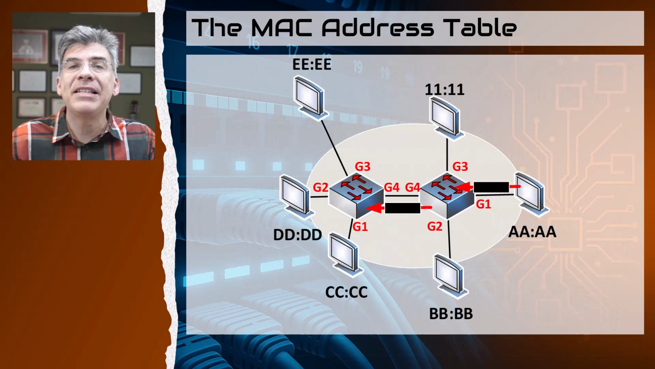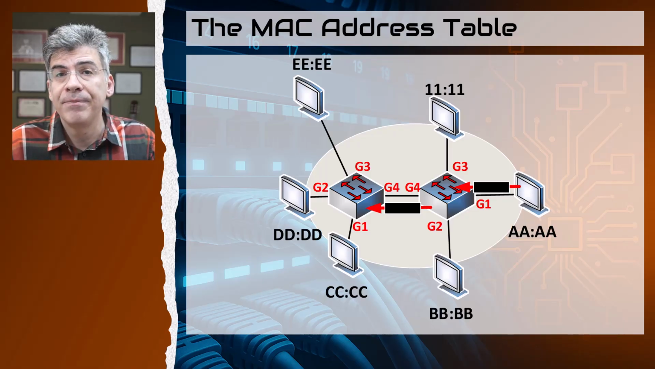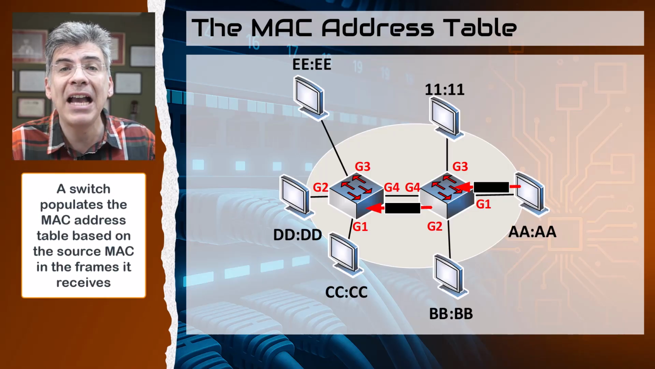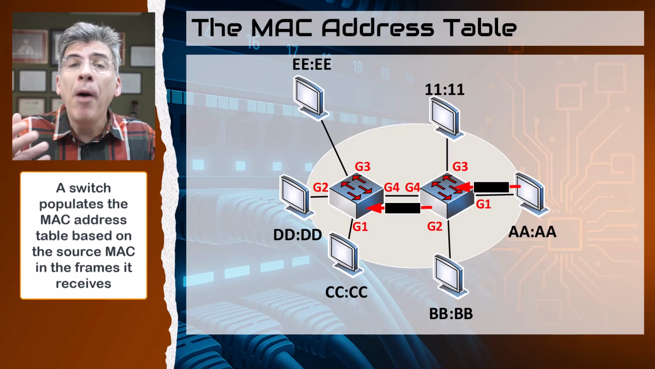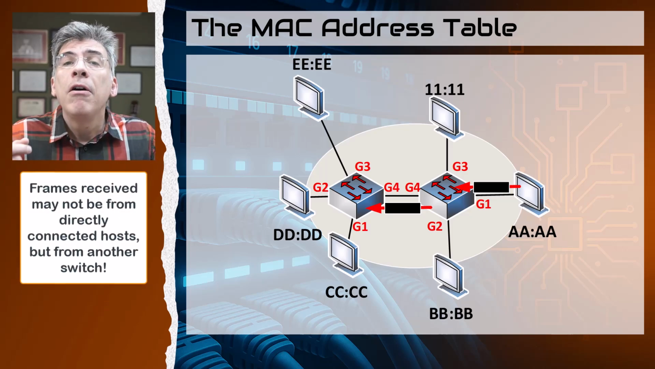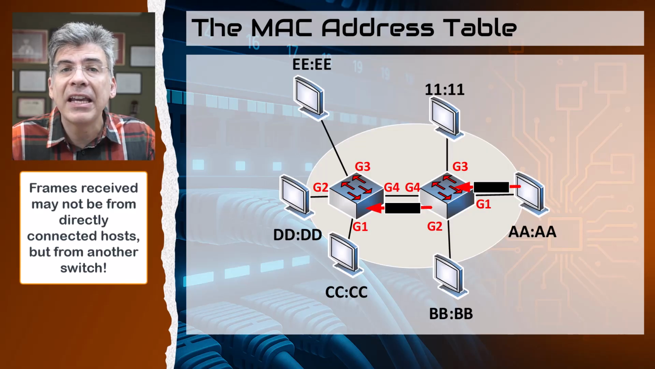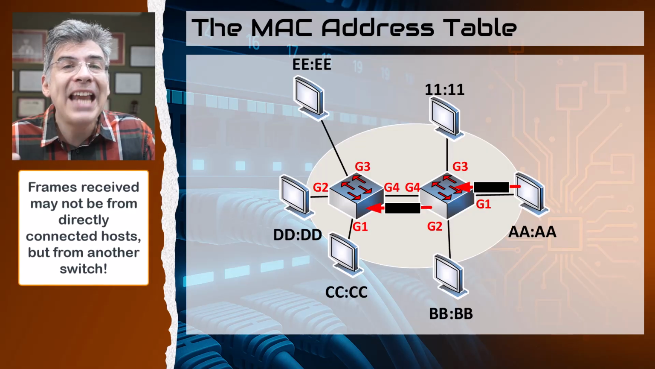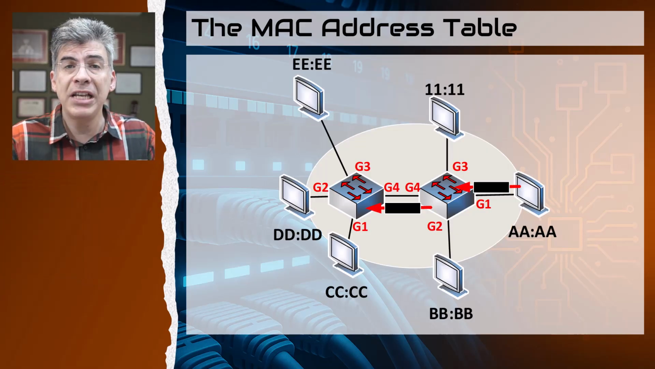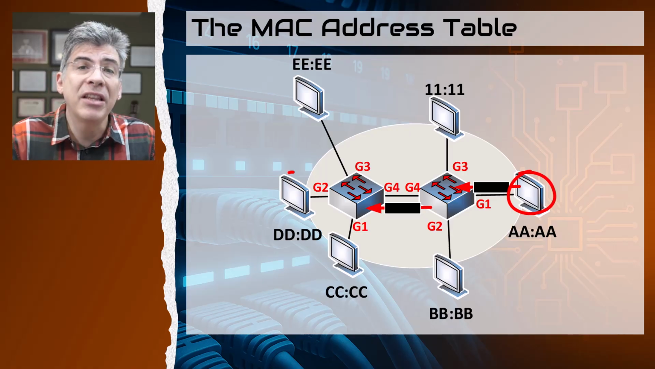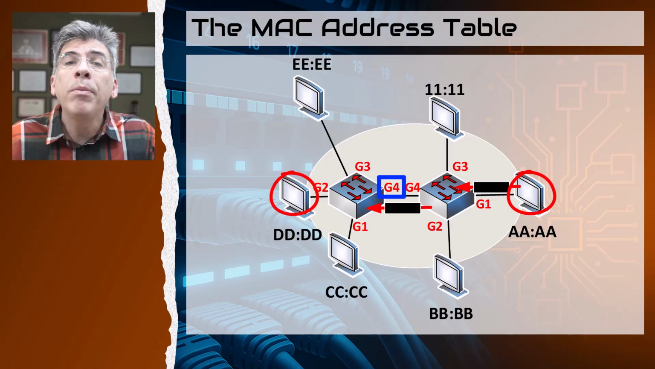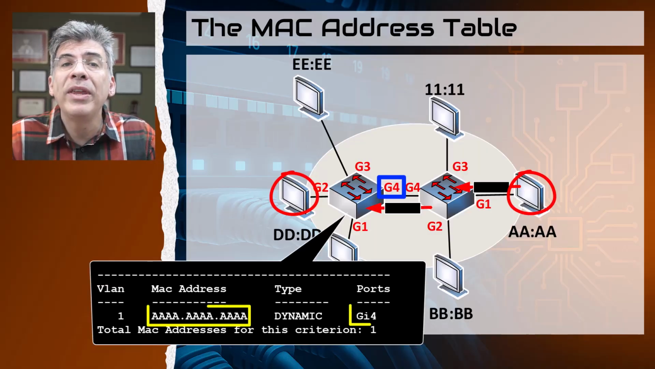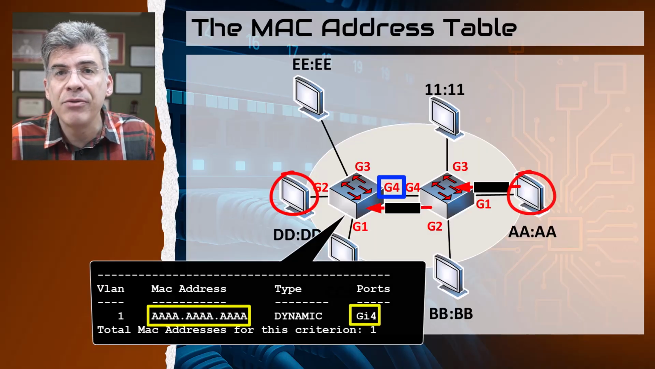Now, what happens if I have two switches like this? Each switch maintains a MAC address table based on the frames it receives, and each switch will populate the MAC address table for hosts that send traffic that may not be directly connected to the local switch. For example, if this host here sends a frame to this host, the Gigabit Ethernet 4 interface of this switch here will populate the local MAC address with the AA MAC address.